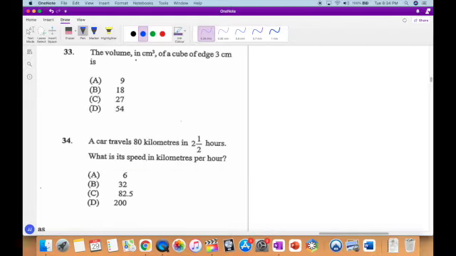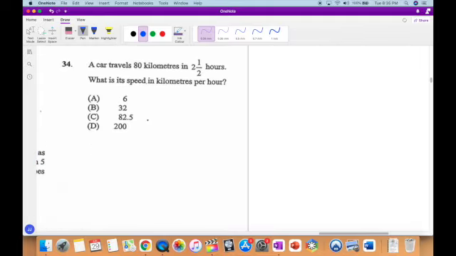The volume in centimeter cube of a cube of edge 3 centimeters is, so I have my cube here, 3 and 3. 3 3s are 9, 3 9s are 27. A car travels 80 kilometers in 2.5 hours. What is the speed in kilometers per hour?